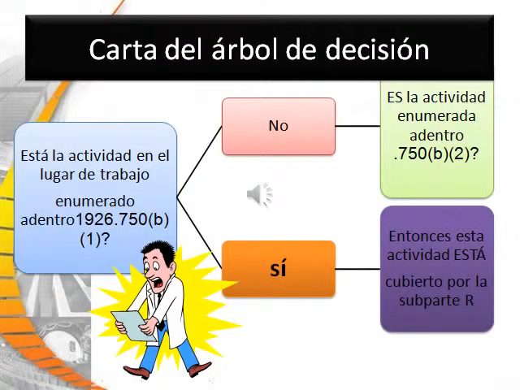Okay, here we can see the decision tree, which shows you whether you are covered under the standard. First, you ask yourself, is the activity at the job site listed under 750(b)(1)? If no, is it also listed under 750(b)(2)? If you say yes, then the activity is covered under Subpart R.